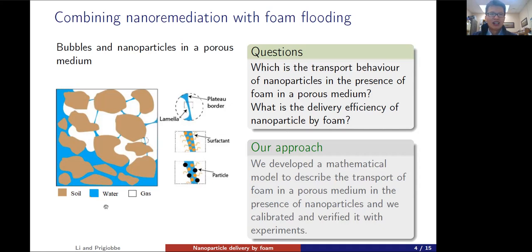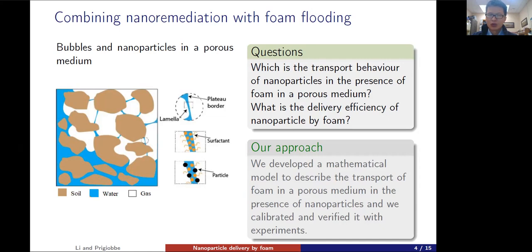On the left-hand side, a schematic diagram of bubbles and nanoparticle transport in porous media is shown. In brown is the soil, in blue is the liquid, and in white is the gas. The zone between bubbles is named the lamella, and it is here where the surfactant and the surfactant with nanoparticles sit. So 2 main questions in our research are: what is the transport behavior of nanoparticles in the presence of foam in porous media, and what is the delivery efficiency of nanoparticles by foam.